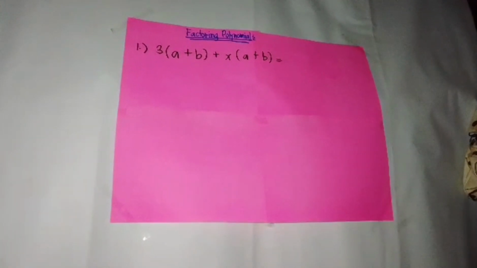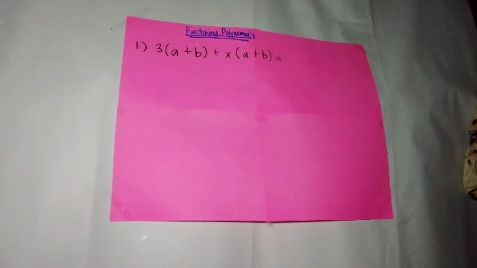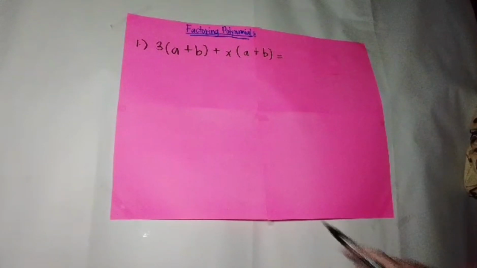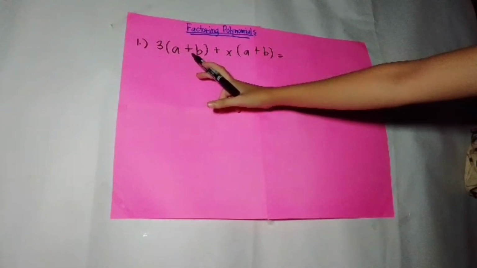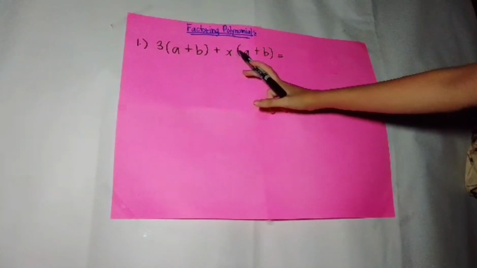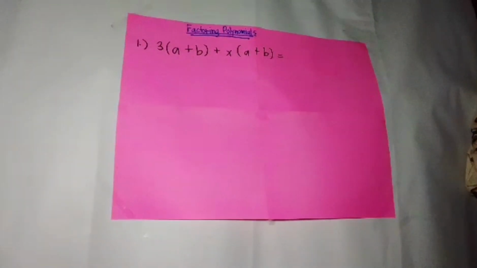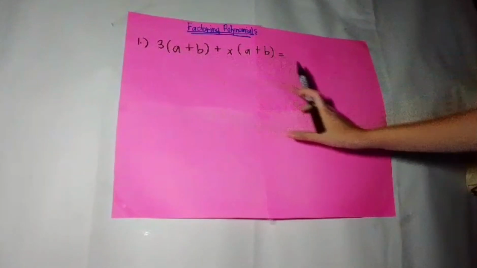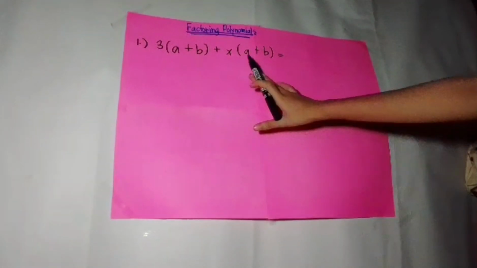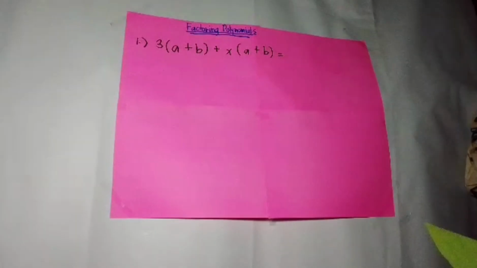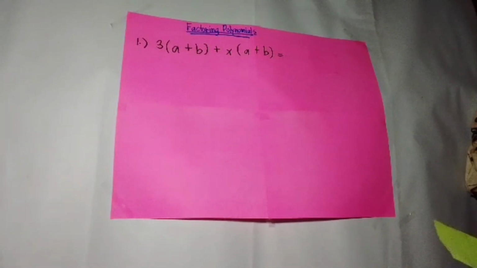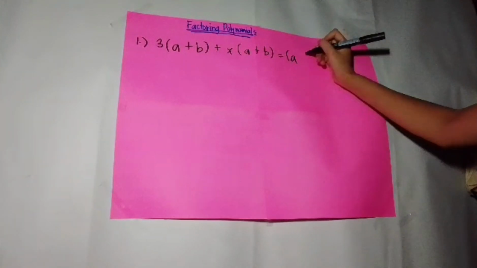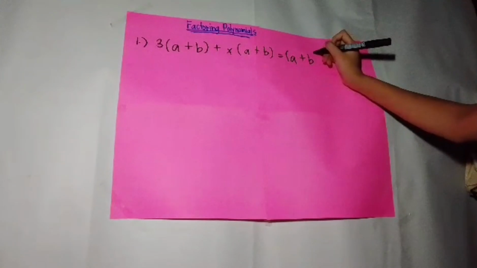So guys, let's talk about factoring polynomials. We have a given here, number 1. 3 times a plus b plus x times a plus b. So you will notice here in our given, there is a common a plus b. So therefore, we will write that as 1. So we have here a plus b.